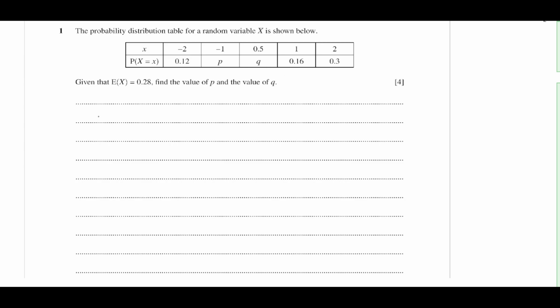Okay, so one thing we know that the sum of all p(x) is equal to 1. Therefore, 0.12 plus p plus q plus 0.16 plus 0.3, they all add up to 1. So therefore, p plus q.